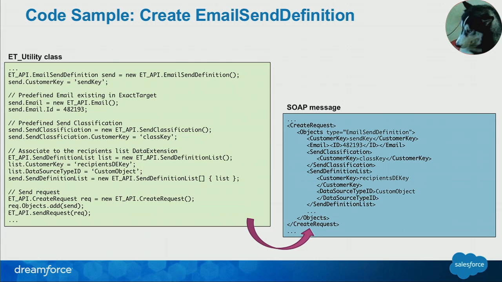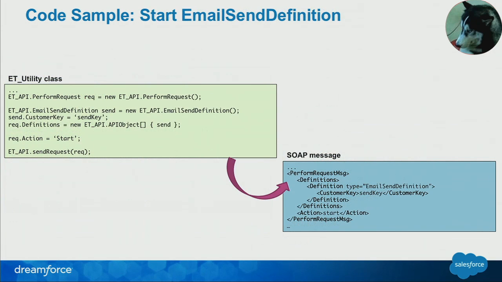Then we relate this email send definition to the data extension, so to the recipients list we've created. And we do this using the send definition list object, to which we assign the same customer key as the data extension customer key. And we define the data source type ID as custom object. That's the ID that's required for a data extension. And in the end, we send this whole thing into the ET API, which creates the SOAP message again. It looks like this. Again, a create request. It contains only one object, of type email send definition, and it contains all the properties we've defined.